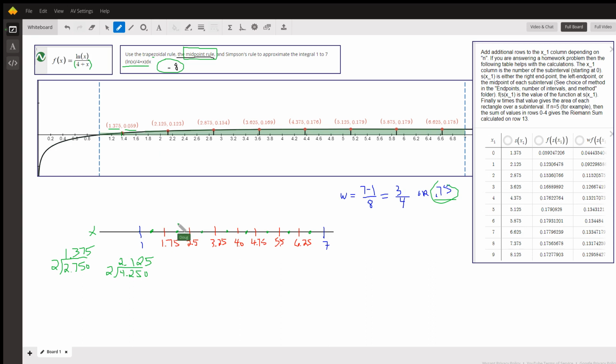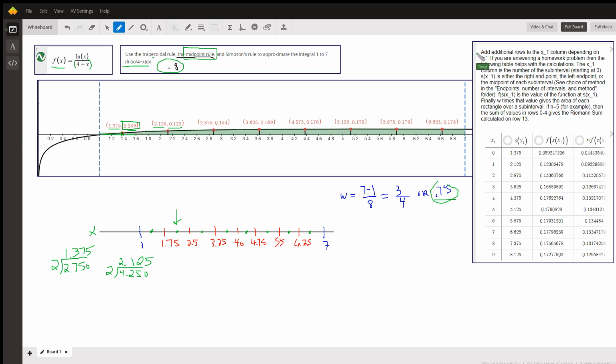0.059. If I move to the next midpoint, I'm adding the 1.75 and the 2.5, which is 4.25, and dividing by 2. It's the average of the endpoints. So I'll put this 2.125 into this function and get this y value. And then the area of each rectangle as it gets created is the height, 0.059, times the width, which is 0.75. Okay, and that's what this shows in this little table over here.